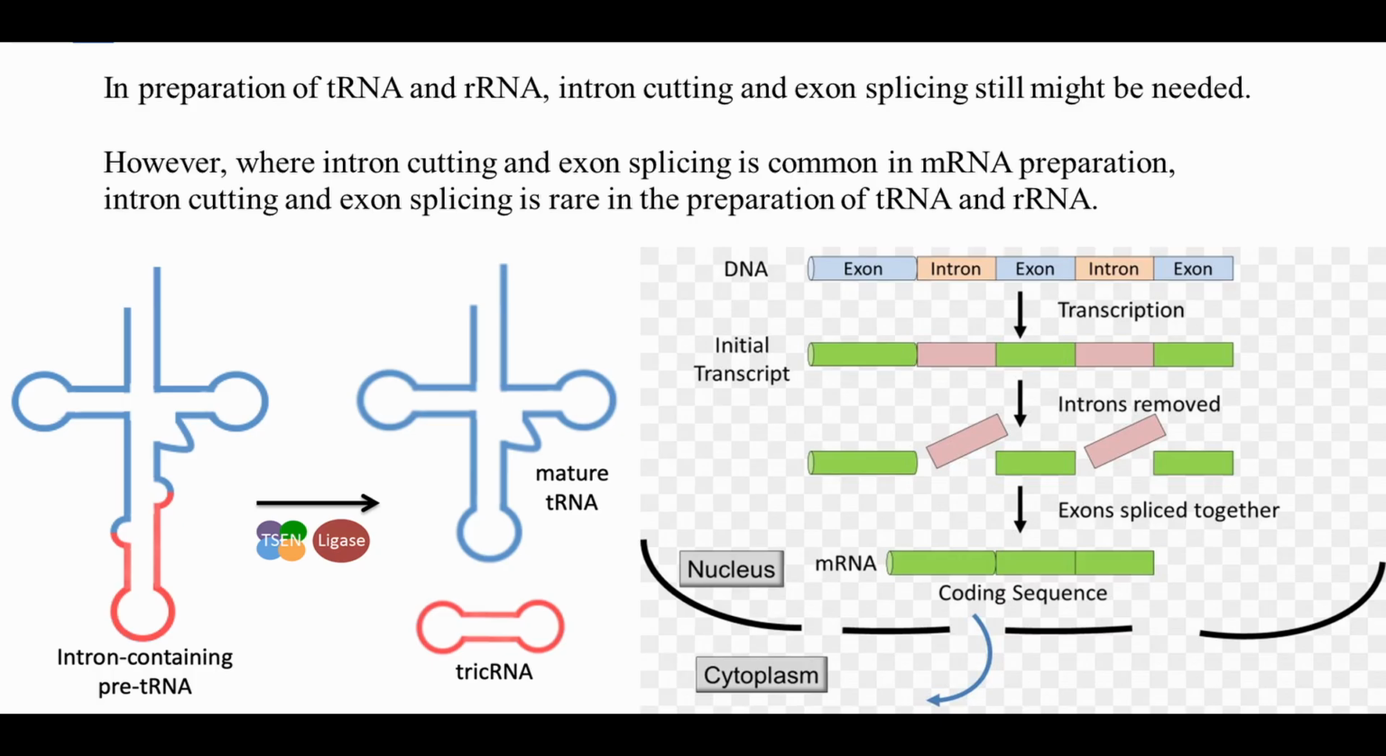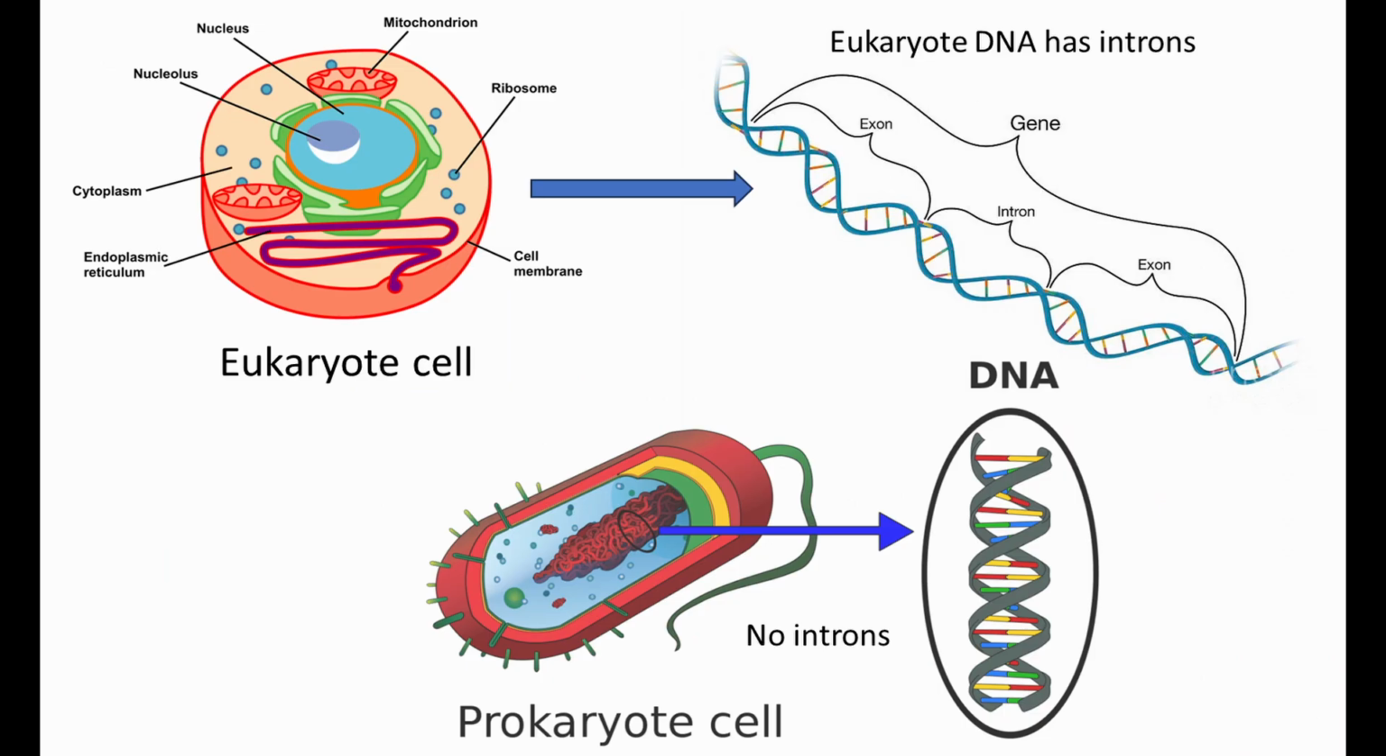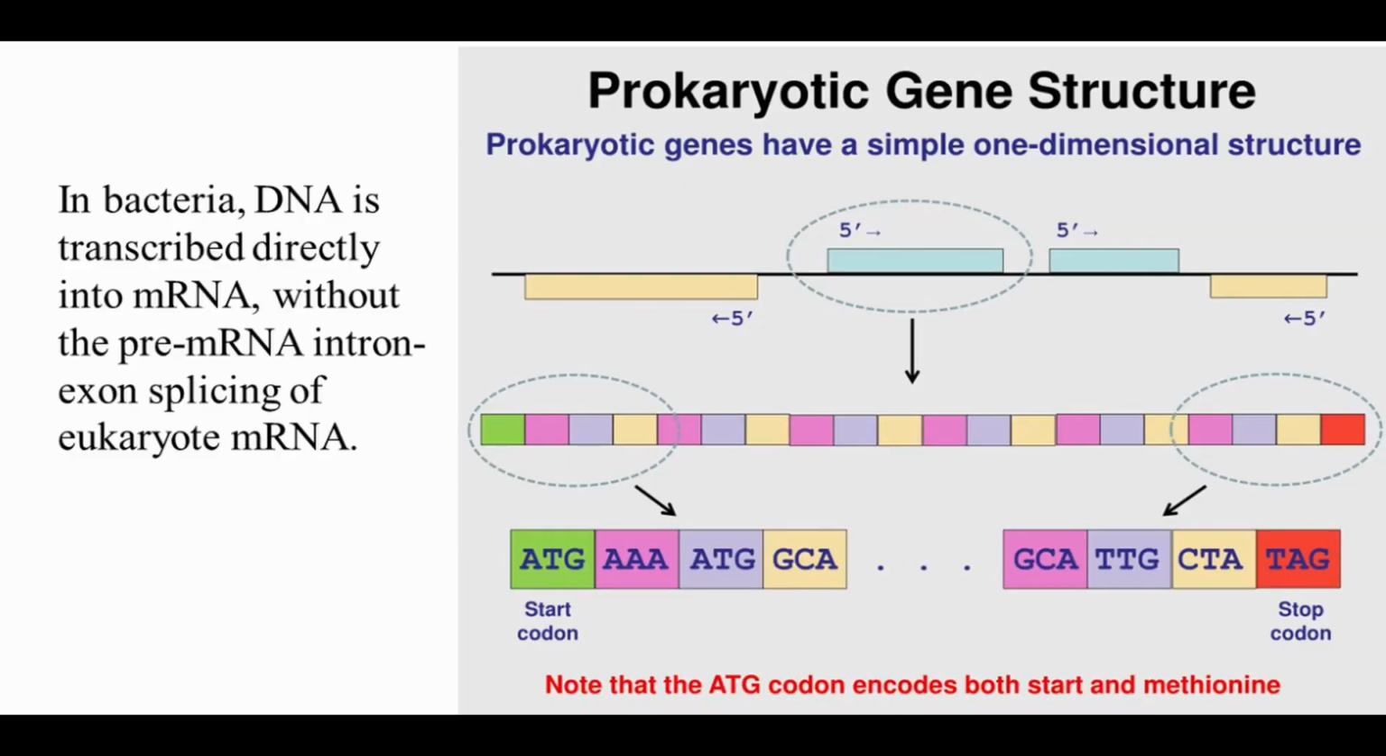In preparation of tRNA and rRNA, intron cutting and exon splicing still might be needed. However, where intron cutting and exon splicing is common in mRNA preparation, it is rare in the preparation of tRNA and rRNA. Introns are common in most eukaryote DNA. Introns do not exist in prokaryote bacteria. In bacteria, DNA is transcribed directly into mRNA, without the pre-mRNA intron exon splicing that occurs in eukaryote mRNA preparation.